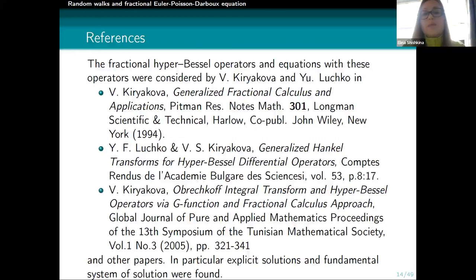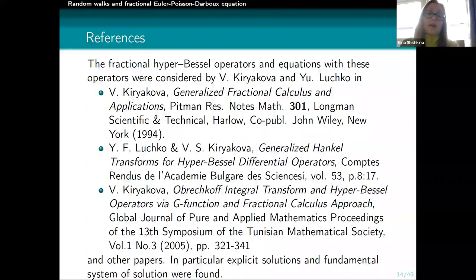As was mentioned on Friday, the fractional hyper-Bessel operators, which are more general than the operators which I considered, this theory was very well developed by Professor Kiryakova and others. For example, in her book Generalized Fractional Calculus, in her paper with Professor Luchko, and in her separate paper, Brychkov integral transform and hyper-Bessel operators via G-function and fractional calculus approach, explicit solution and fundamental system of solutions for fractional powers of hyper-Bessel operators, which are more general than my operators, such results were obtained.